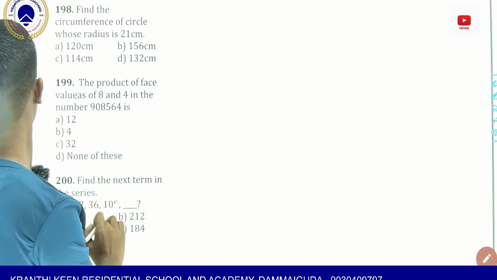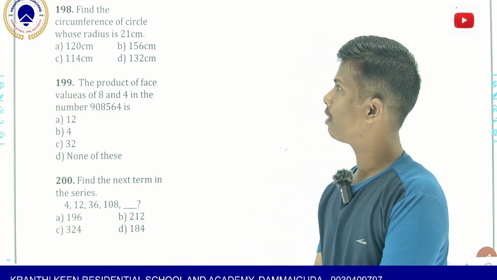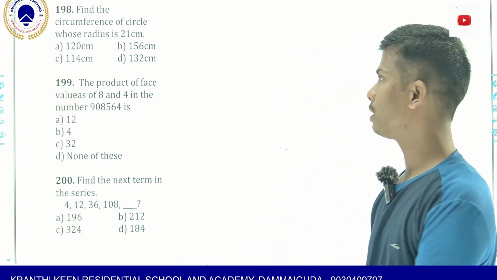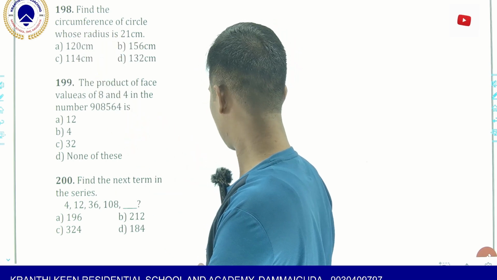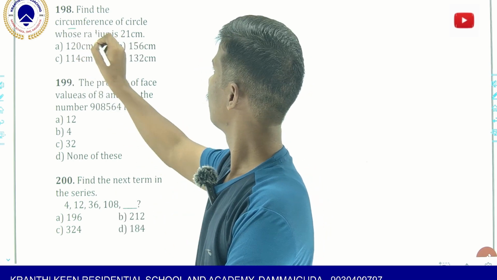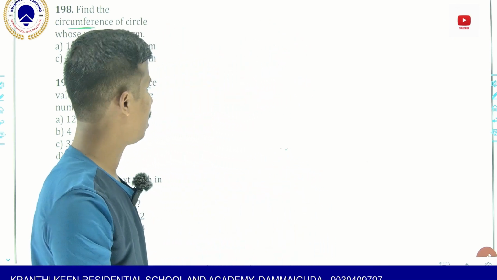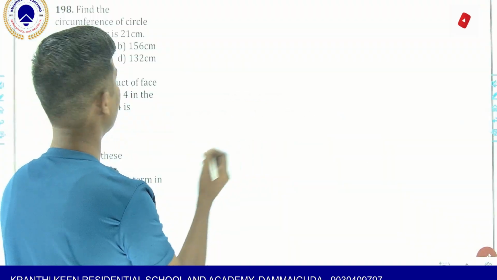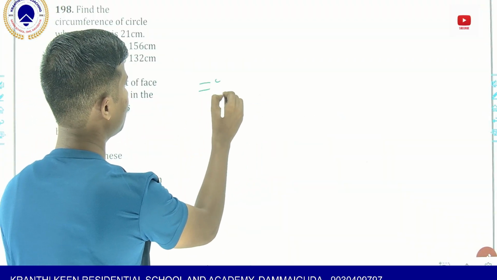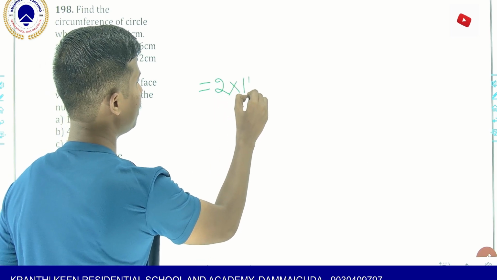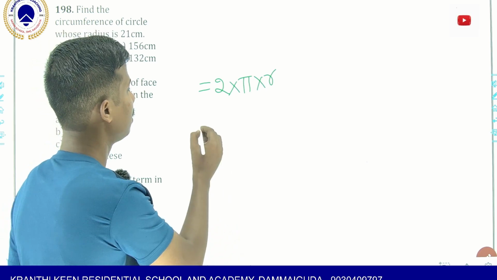Question number 198: find the circumference of a circle. Circumference means perimeter. Find the perimeter of a circle whose radius is 21 centimeter. And what do you know? The formula for the circumference of a circle is equal to 2 into pi into r.